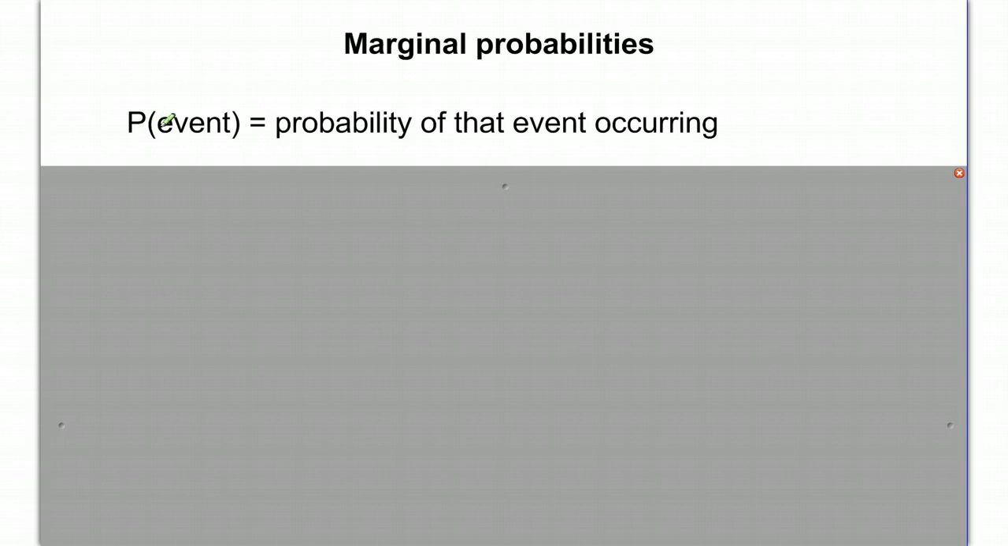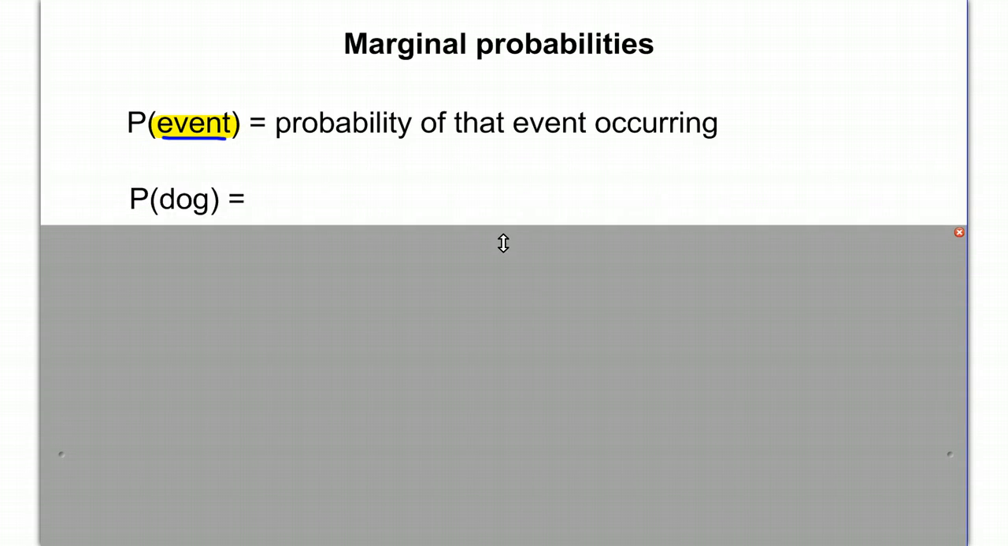Now, probability of some event, so probability that something is going to happen, we mark that by saying P of that thing. So P of that event, or P of A, or whatever we're trying to find the probability of, we'll wrap it with P in parentheses. So for example, P of dog here means that we want to know the probability of getting a dog.